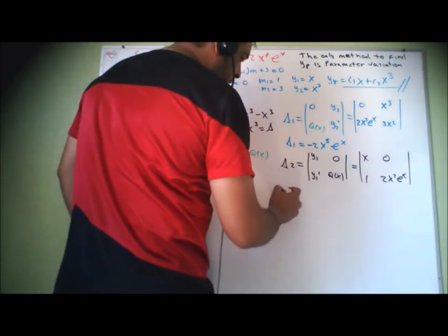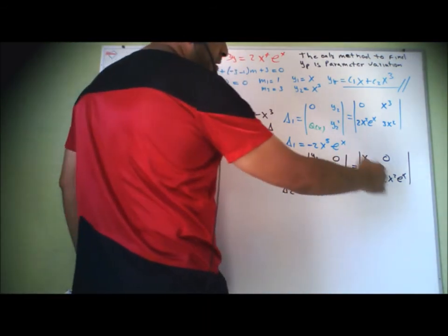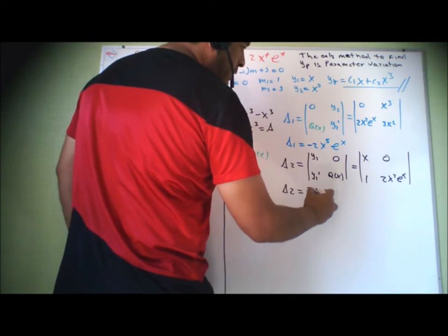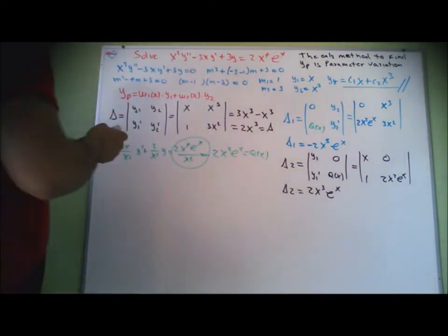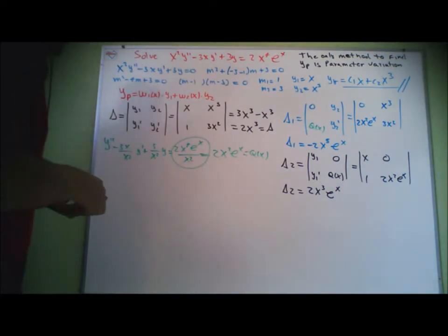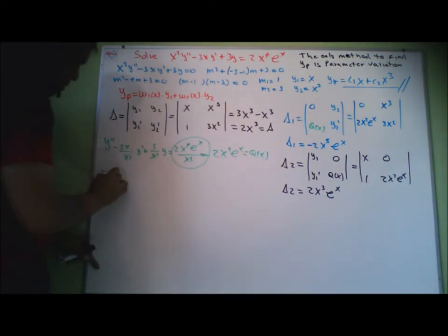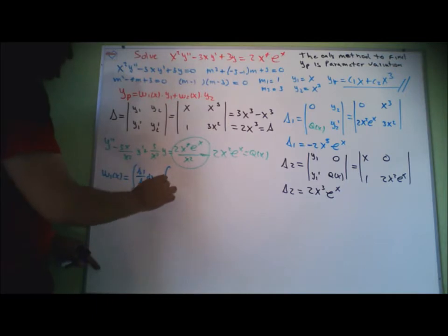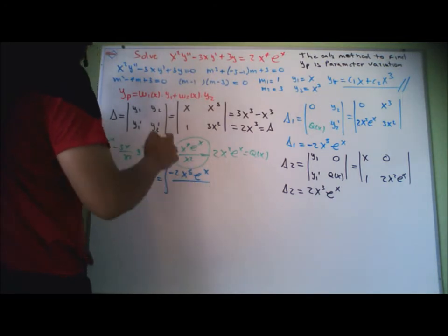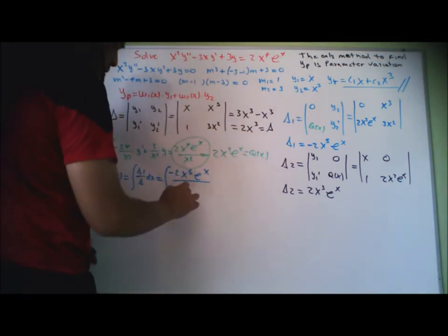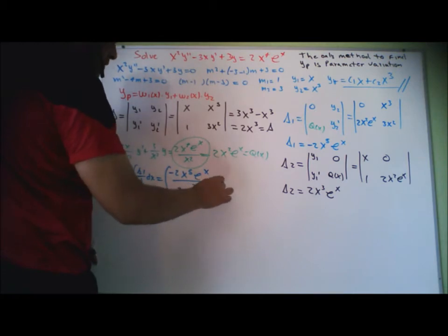Okay, so my delta 2 is going to be just this times this, and this is 0, so it is going to be 2x to the power of 3 exponential of x. Okay, so now let's calculate w1 of x and w2 of x. w1 of x is going to be the integral of delta 1 over delta differential of x. Integral of delta 1 is minus 2x to the power of 5 exponential of x divided by delta 2x to the power of 3 differential of x.